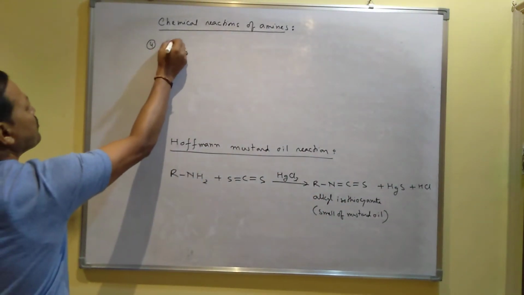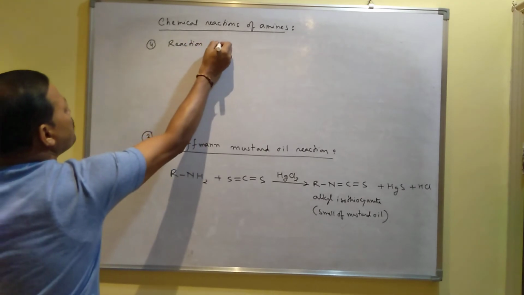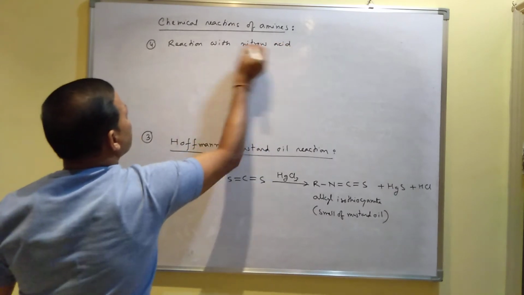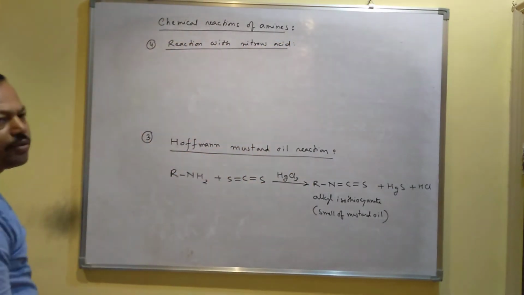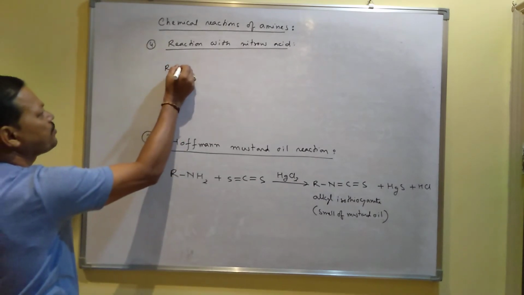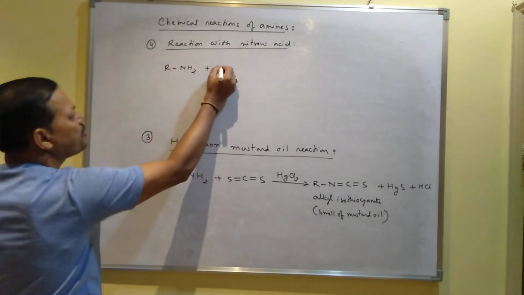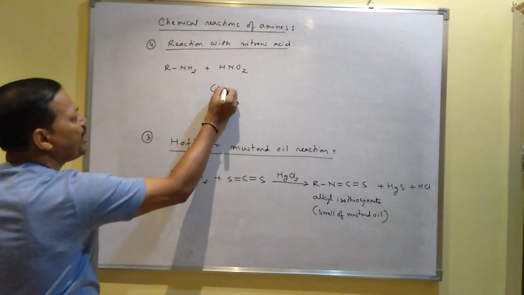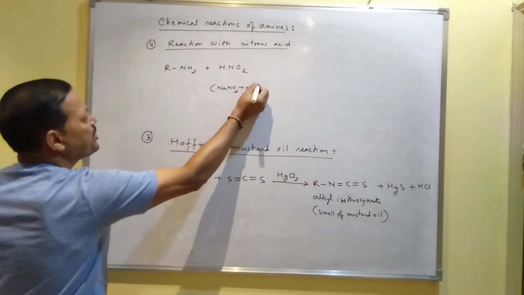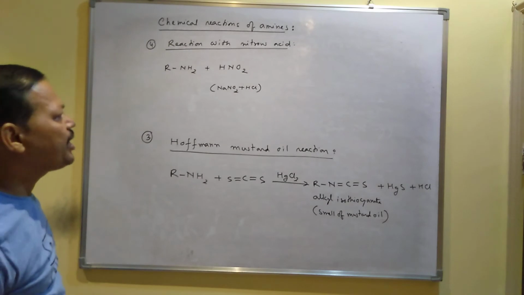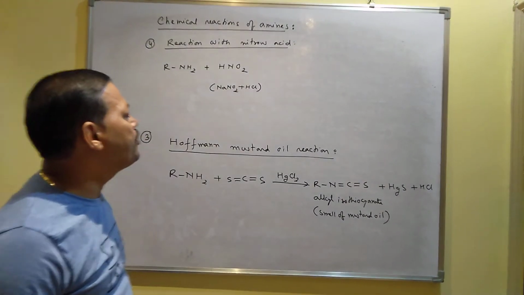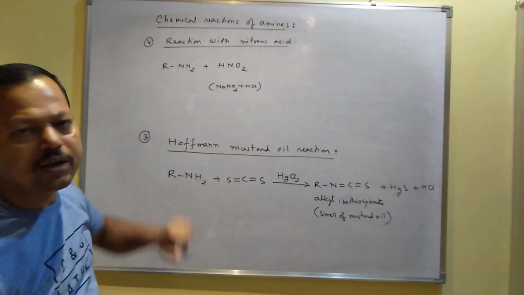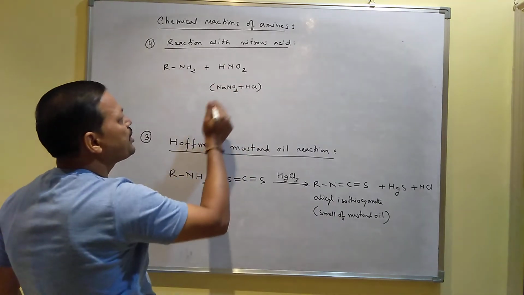Number 4, reaction with nitrous acid. When an amine reacts with nitrous acid, meaning HNO2, and you know it is prepared by mixing NaNO2 and HCl. When you mix these two, you will get nitrous acid, because nitrous acid is not available in the lab. Nitric acid is available, but nitrous acid, if required, you have to freshly prepare by mixing NaNO2 and HCl. And when they mix, they produce the nitrous acid.